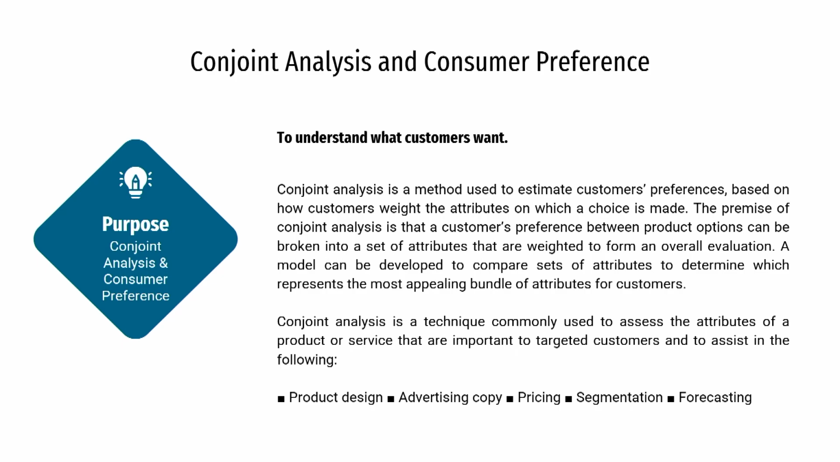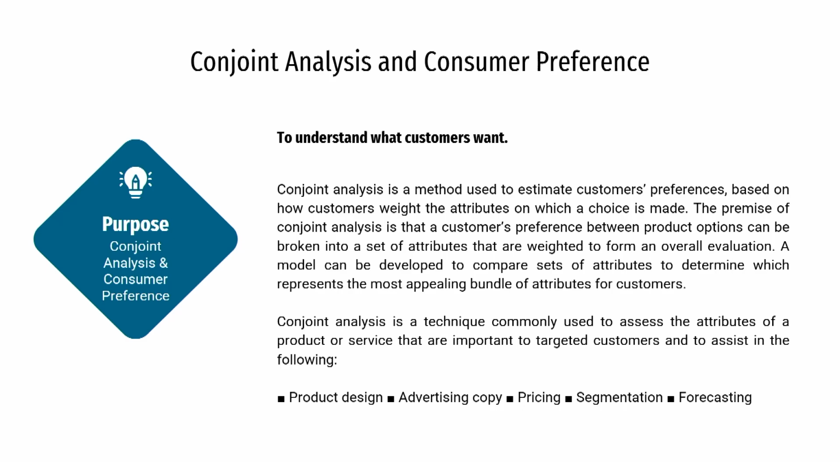The premise of conjoint analysis is that customers' preferences between product options can be broken into a set of attributes that are weighted to form the overall evaluation. How customers evaluate a product is based on a set of attributes. Remember that different customers will have different weightage or different importance put for different attributes.